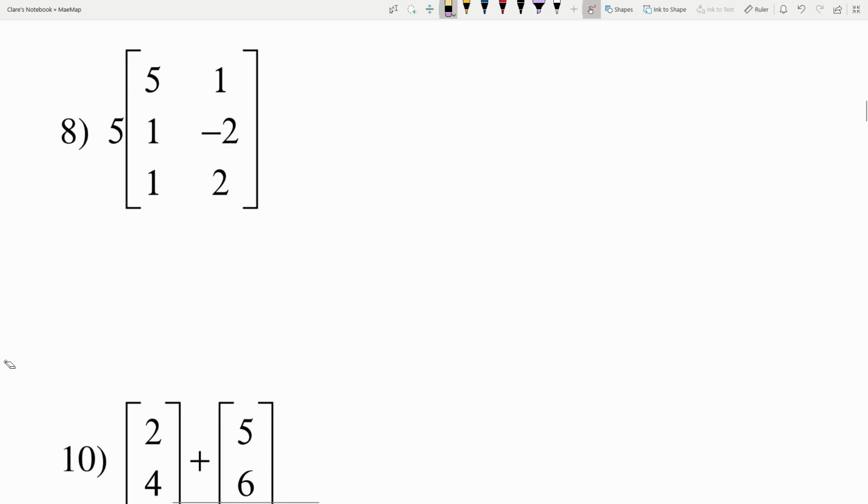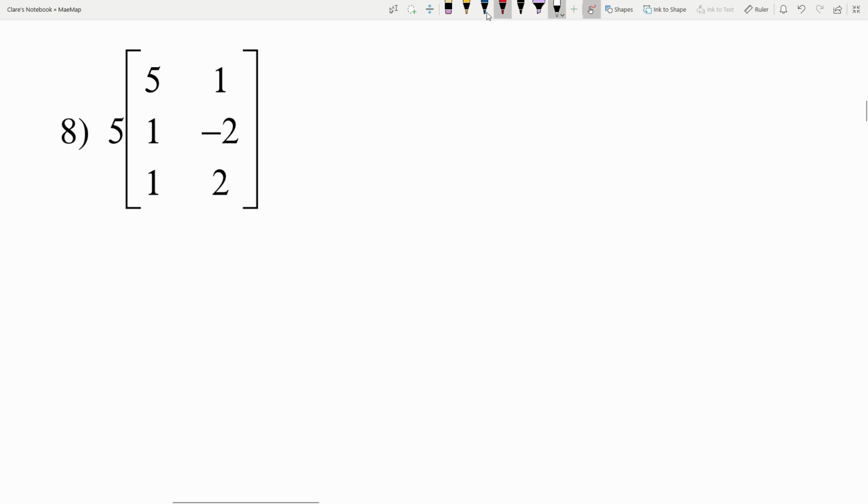In number 8, I'm scaling again. I'm just multiplying by a number, and my matrix is going to remain that same size. Over the course of this worksheet, none of my matrices change size. That happens when we multiply a matrix by another matrix, but we're not multiplying 2 matrices in this worksheet. We're either adding 2 matrices, subtracting 2 matrices, or we're multiplying a matrix by a scalar. And a scalar is just a number or some expression.